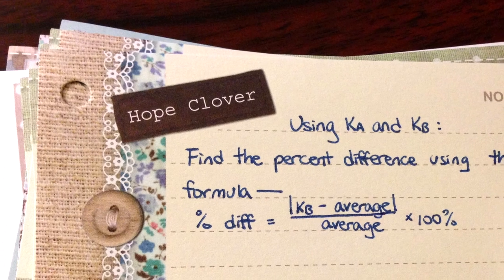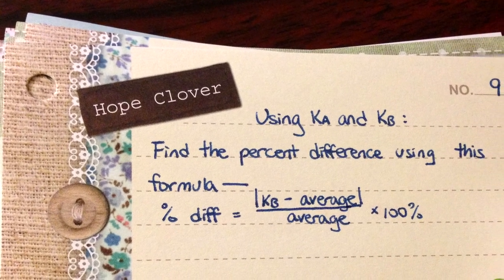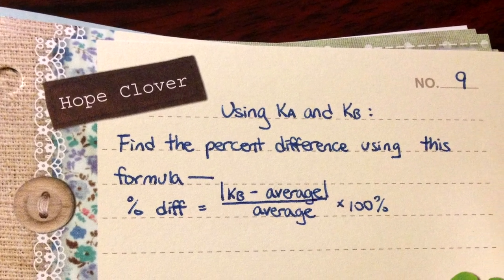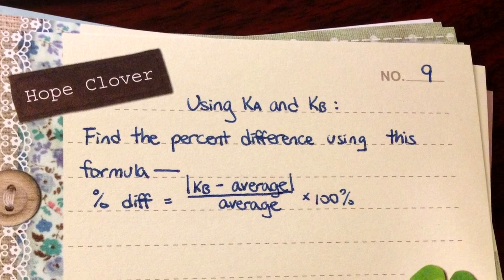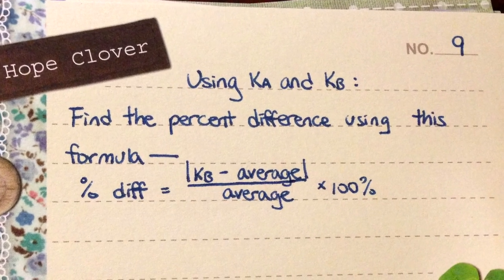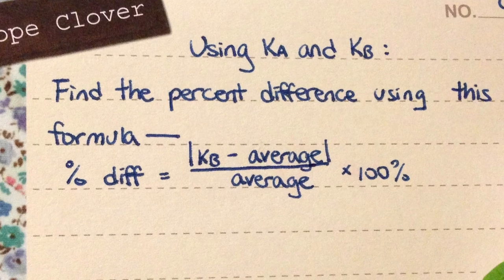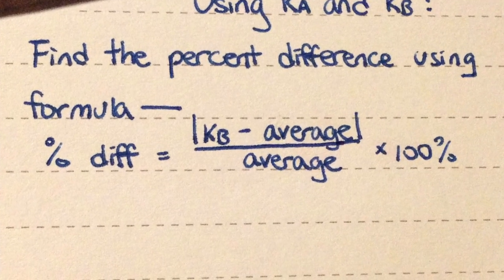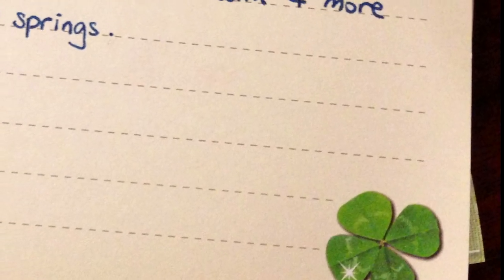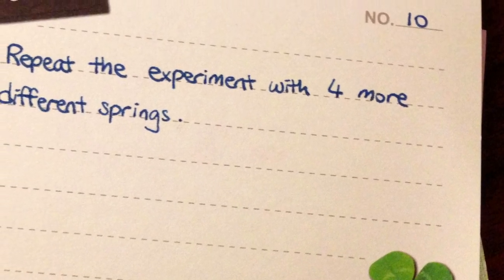Step 9. Using ka and kb, find the percent difference. You can use the formula, percent difference equals the absolute value of kb minus the average between ka and kb, over the average, times 100%. Step 10. Repeat the experiment with 4 more different springs.